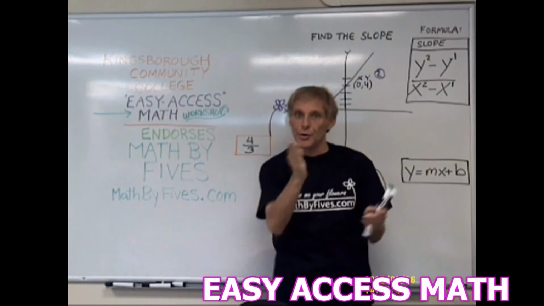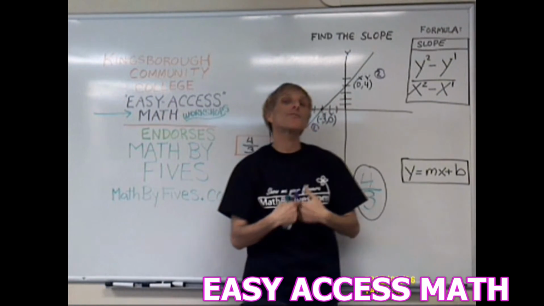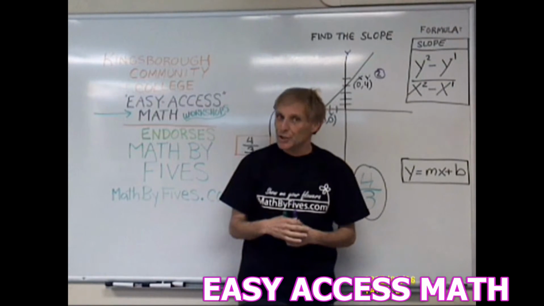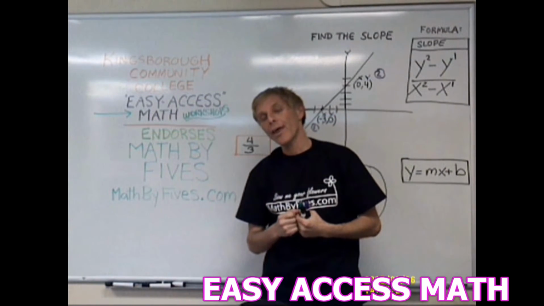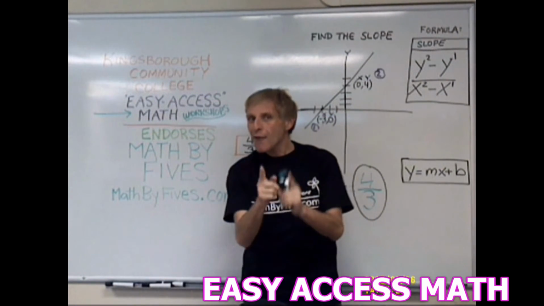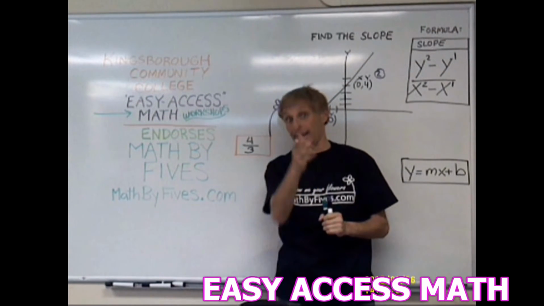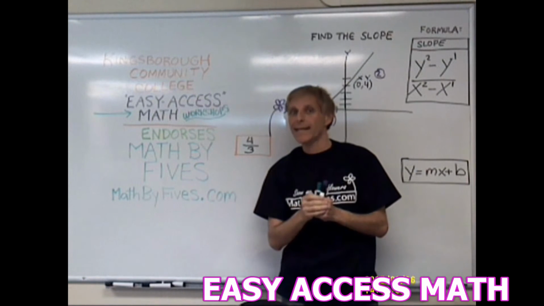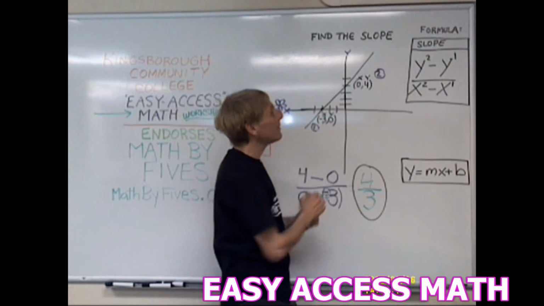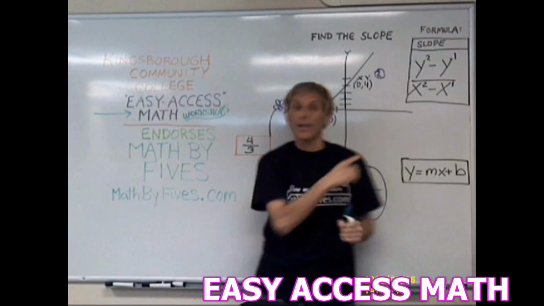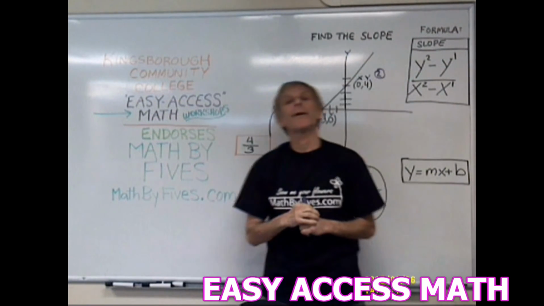Now, you noticed I put y equals mx plus b. That is to find the equation of a line. If we wanted to find the equation of a line, we're already halfway there. We got the slope. I recommend you check out Math by Fives and check out his formula and his video on finding the equation of a line given 2 points, which we were given. And we're halfway there. We got our slope right here, and I'm going to let him do the rest.